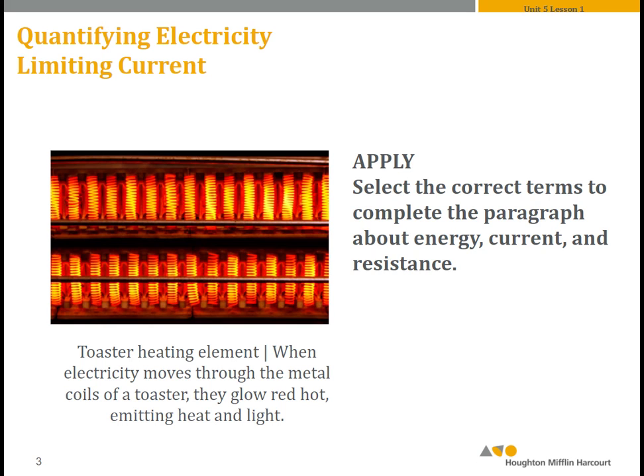Here we see a heating element. When electricity moves through a heating element, like these metal coils of a toaster, they actually cause those coils to heat up and give off heat and light. The same way that when they go through a filament of a light bulb, they'll give off light and heat. Of course, on a toaster, we're more interested in the heat, and in a light bulb, we're more interested in the light.